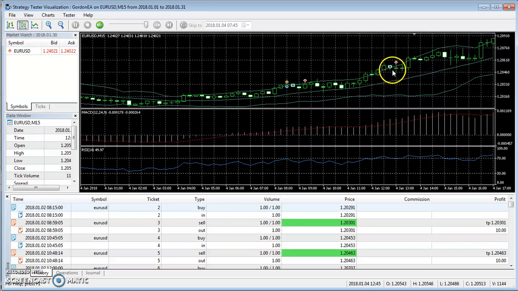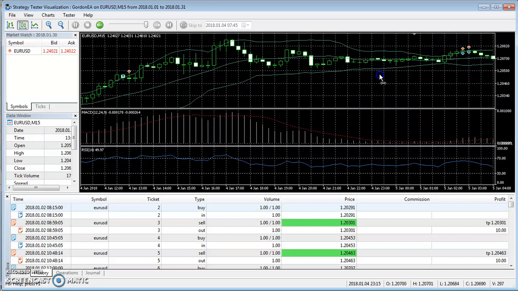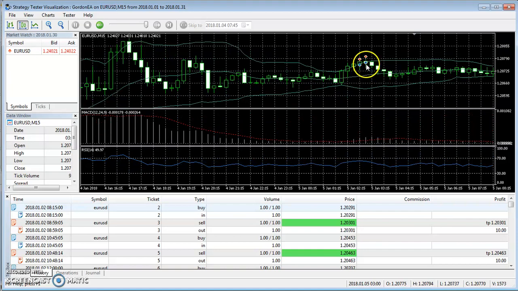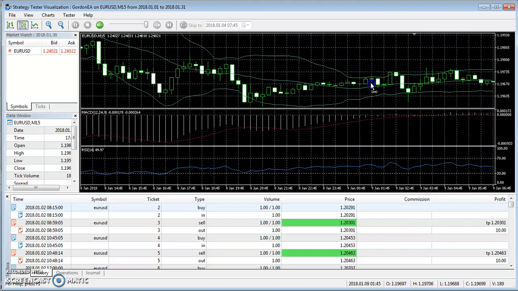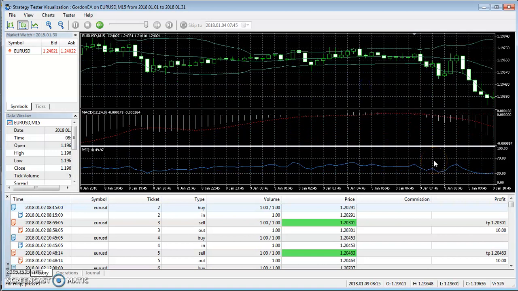Here, it took a profit immediately on the second candlestick. Here, it didn't have to go to this one, which is good, and took profit. Those were some pretty good examples from the parameter that we changed based on the stop loss time.